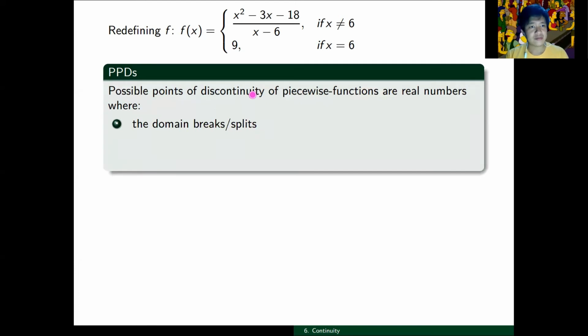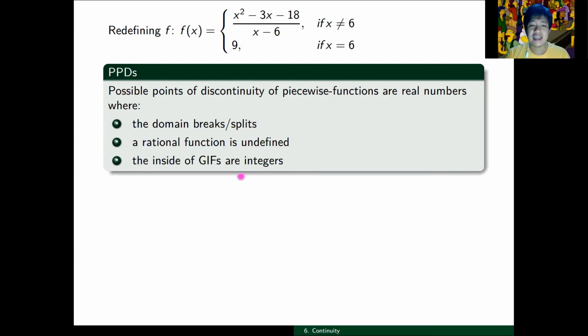Pangalawa, real numbers kung saan undefined yung rational functions mo. Ibig sabihin kung saan ka makakita ng denominators na nasi-zero. And lastly, those that make the inside of your GIF integers. Those are also PPDs.